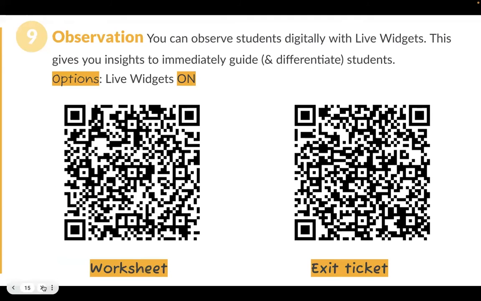Now, I wanted to show you live widgets. So for those of you that are with me right now, if you scan the QR code, you can pick the worksheet or you can pick the exit ticket, but feel free to scan either one of these if you have a mobile device, a tablet or your smartphone. You can easily do this. And again, BookWidgets is able to be device agnostic.